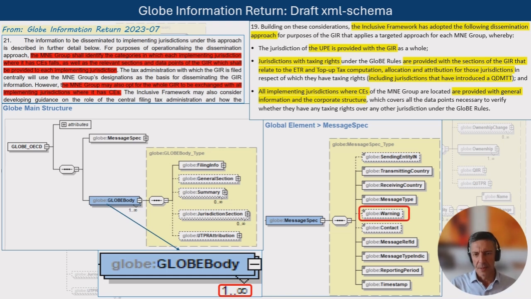I think this is going to lead to us using this warning box a lot more than we did in the past, so that we can actually describe more what we think about which jurisdictions should get which part. But anyway, let's move on into further detail of the actual XML schema.